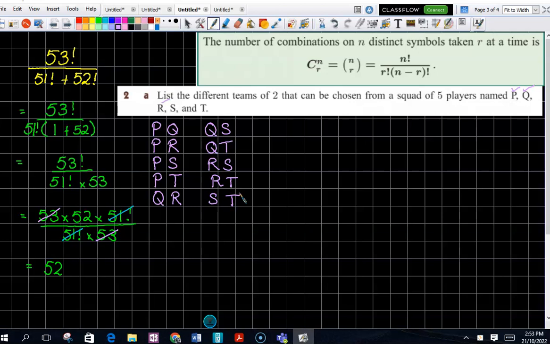Permutations means that we see that PQ is different to QP. And so for permutations, we would have PQ, QP. We would have PR, RP, etc. So basically all of this, but we would times it by 2. And we said there'd be 20. How many have we got here?